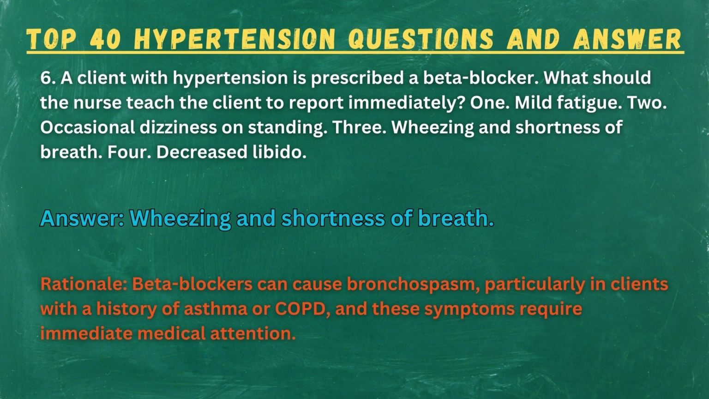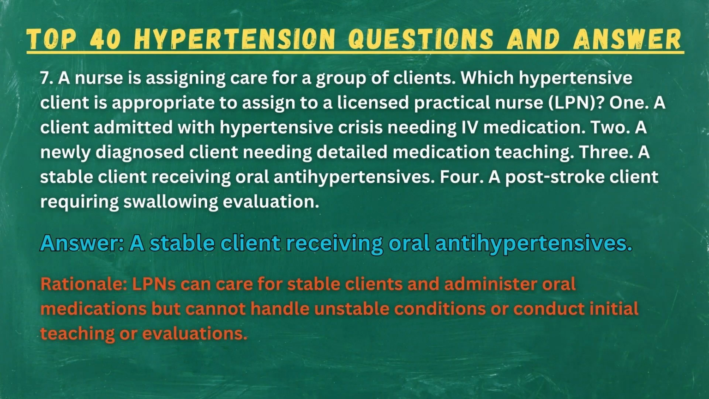Rationale. Beta blockers can cause bronchospasm, particularly in clients with a history of asthma or COPD, and these symptoms require immediate medical attention. 7. A nurse is assigning care for a group of clients. Which hypertensive client is appropriate to assign to a licensed practical nurse, LPN?